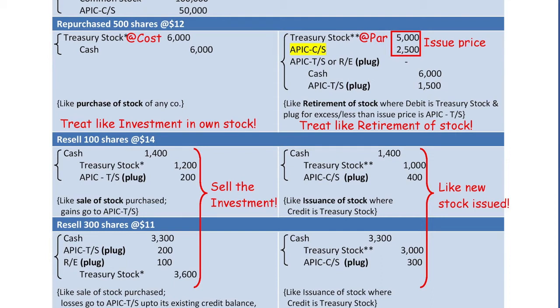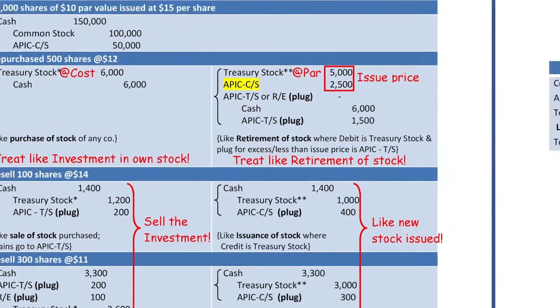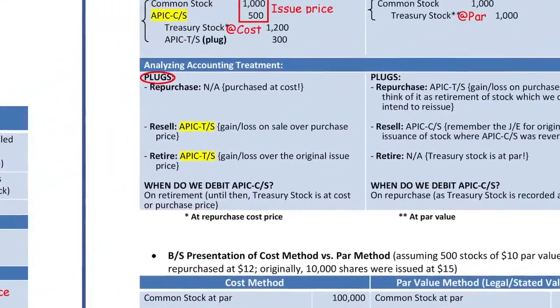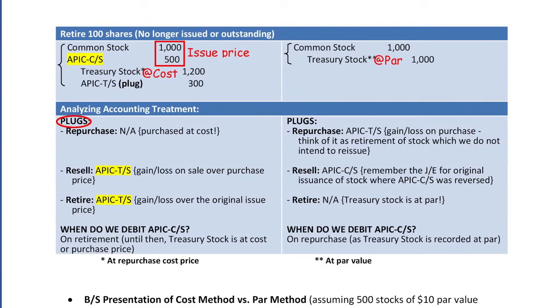Back on page 25, when you retire treasury stock under the par value method, debit common stock and you credit treasury stock, right, at par. And that's a pretty simple journal entry, because guys, if you realize, we generally use par value method when the intent is to hold them indefinitely and retire them.